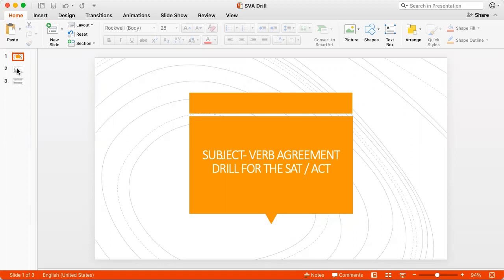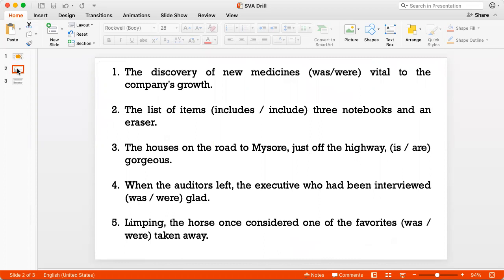So let's begin. The challenge in subject-verb agreement questions is to determine the right subject and verb pair, and then to figure out whether the subject is singular or plural, and then choose the correct verb for it.